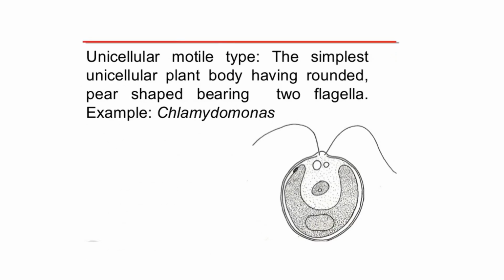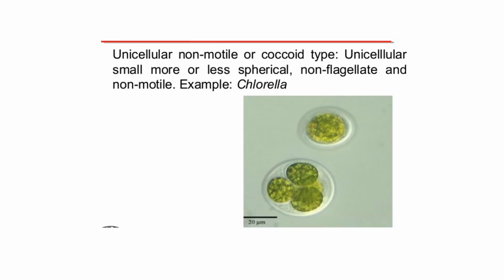Next, we have the unicellular motile type, the simplest type of plant body, in which the cell is rounded or pear-shaped, bearing two flagella or no flagella. This is the simple unicellular motile type, and the most common example is Chlamydomonas. You see in the figure, it has just two flagella. It is a simple single plant body which is rounded, a unicellular, one-cell plant body.